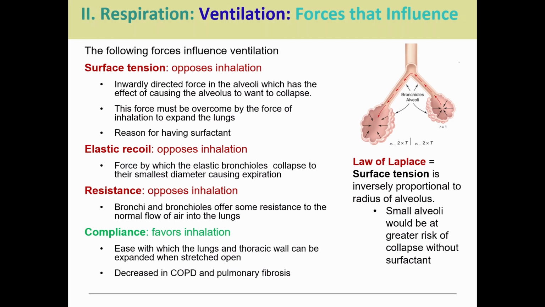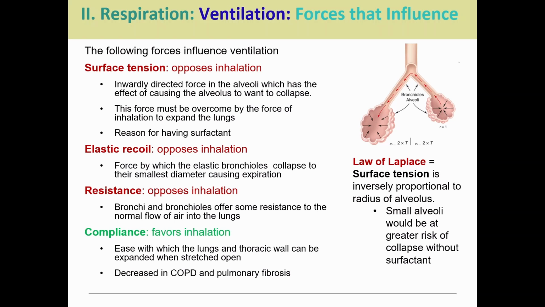Now, some things are going to help influence ventilation. Some things are going to go against inhalation. Other things are going to help. So number one that's going to oppose inhalation is surface tension. So this is in the alveoli. Basically, the alveoli want to collapse, and we have to overcome that force to allow us to inhale and to expand the lungs. So they want to collapse down. We have to actively fight against that. And this is why we have the surfactant to help us fight against the collapsing in.